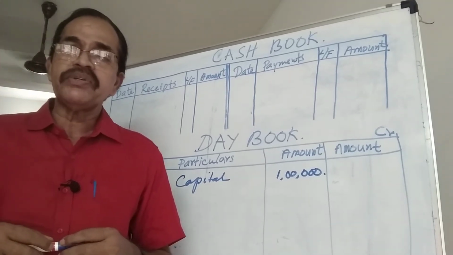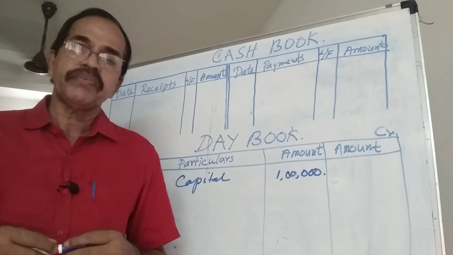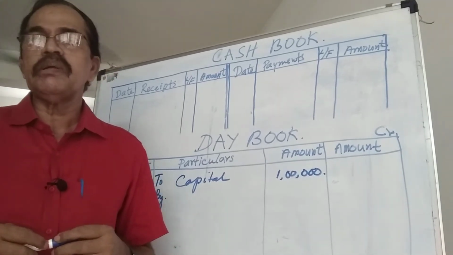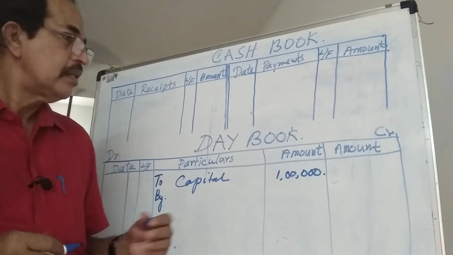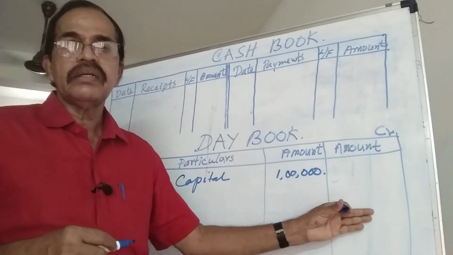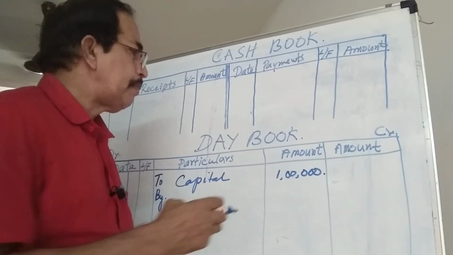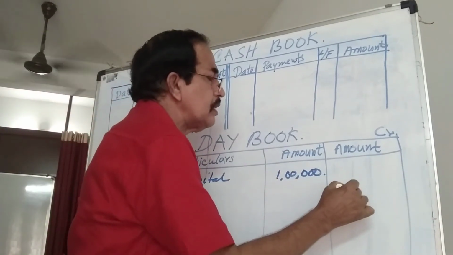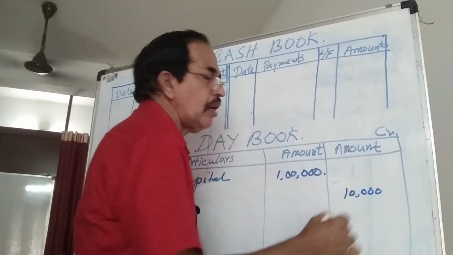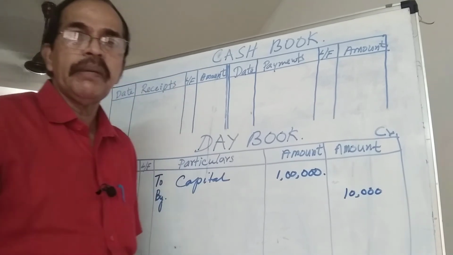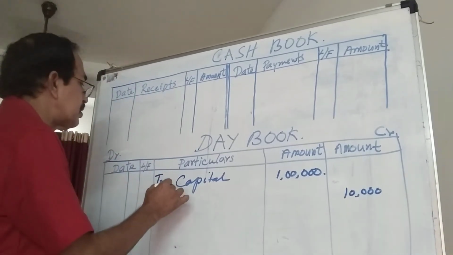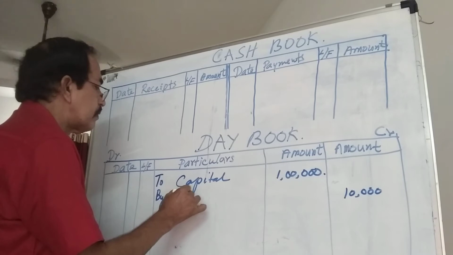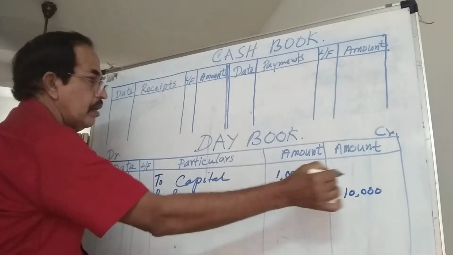We know when we purchase goods for cash, cash is going out of the business. So definitely the amount will be written in the second column. So I purchased the goods for rupees 10,000. So 10,000 rupee has gone out of the business for the purpose of purchase. So I shall write here by purchase, 10,000.